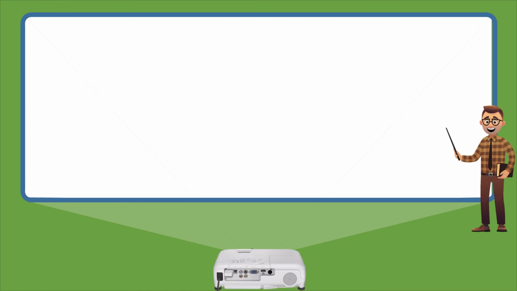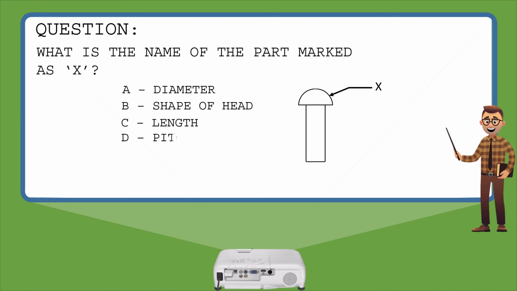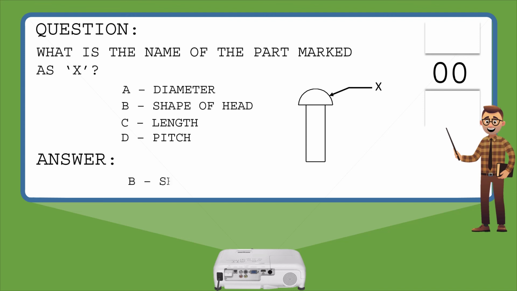For the remembrance of this topic, we are trying to answer one question. The question is, what is the name of the part marked as X? The options are A. Diameter, B. Shape of head, C. Length, D. Pitch. The answer is B. Shape of head.